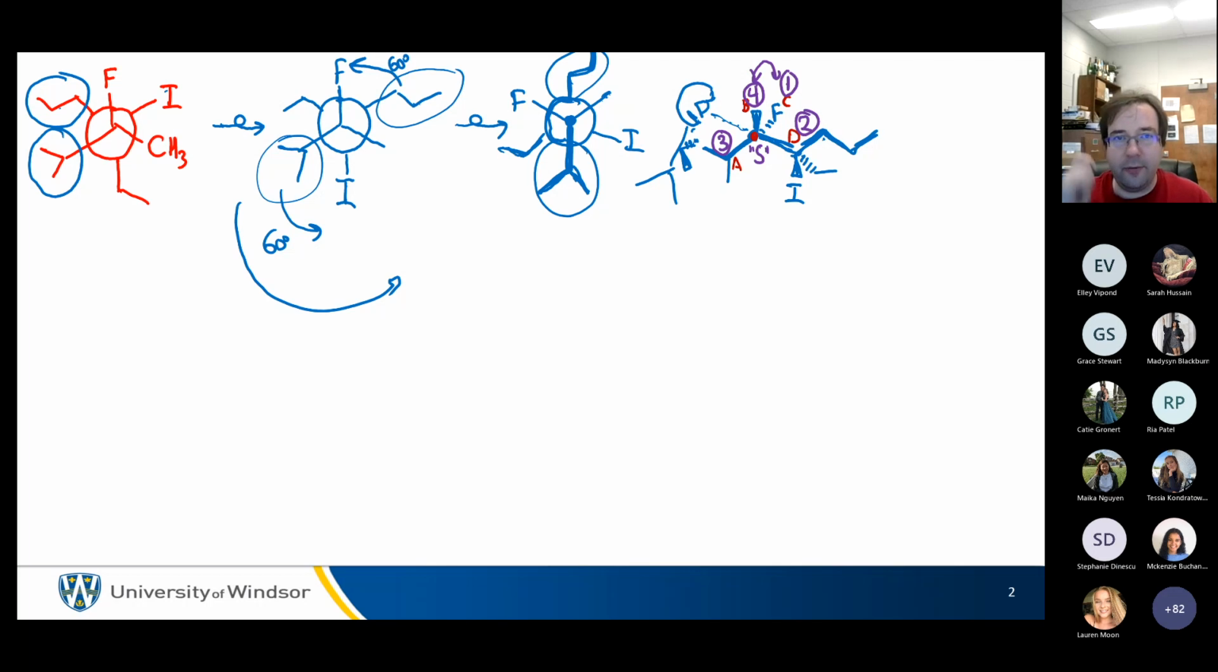Yes, to assign R and S, 4 must be in the back. If 4 is not in the back, you cannot assign R and S. If 4 is coming towards you, you cannot assign R and S. If 4 is in the plane, you cannot assign R and S. 4 must be going away from you. Must.